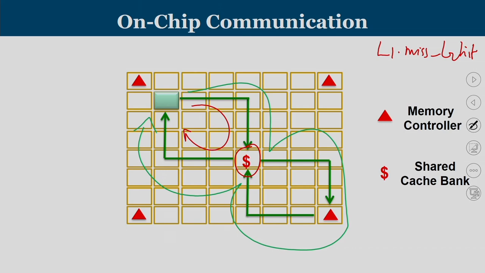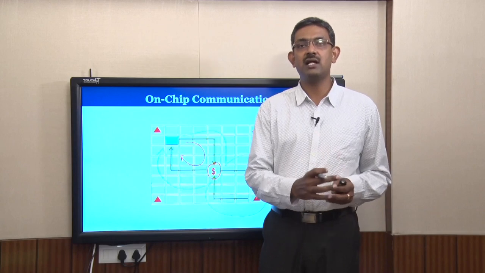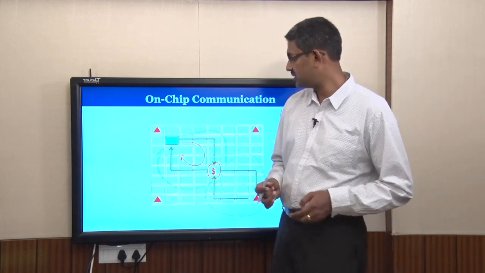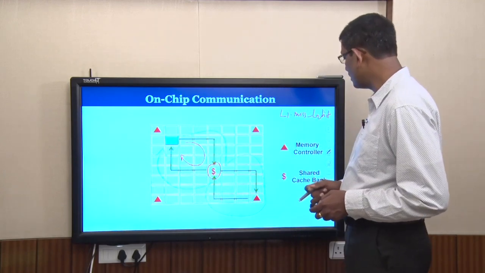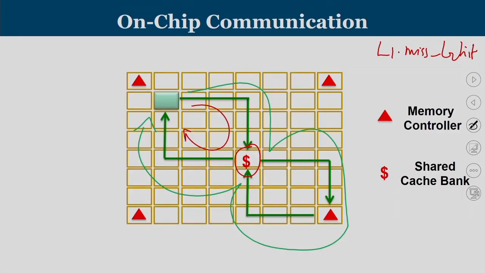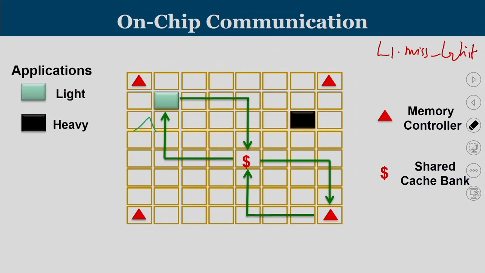Meaning, depending on the address, you may have to generate packets to various tiles inside the chip. So for a different address, it may be to a different portion inside the chip. So this is how on-chip communication happens, and your applications can be categorized as some applications are going to be light and some applications are going to be heavy.